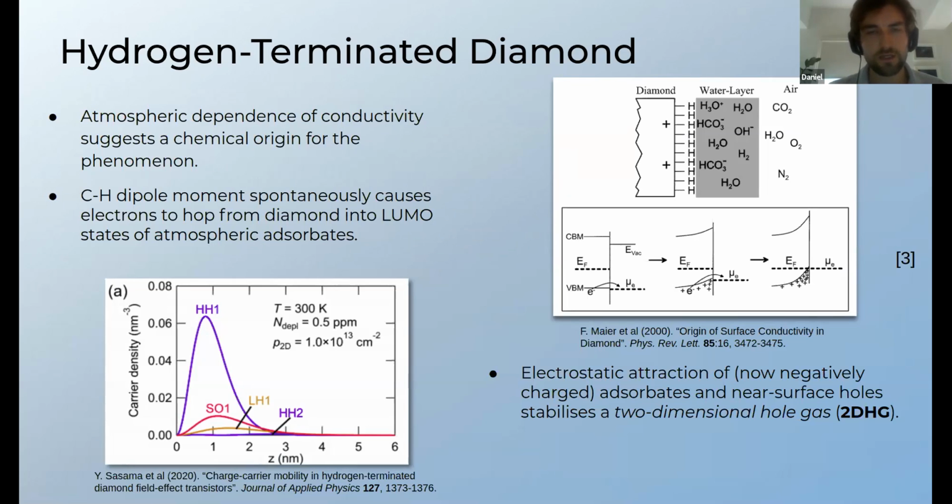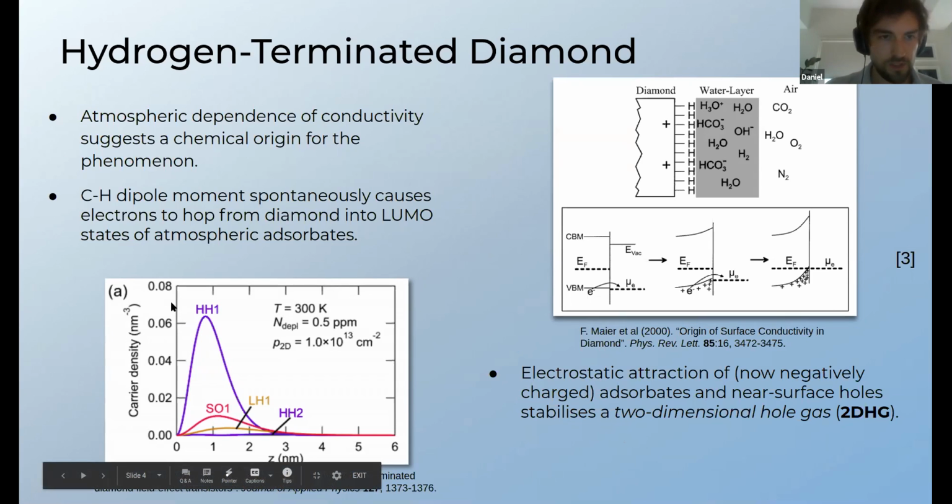And so what that does is it creates almost this nano parallel plate capacitor where you've got negative charges from the atmosphere building up on the diamond surface, but you've got corresponding holes underneath the diamond surface, and they're squeezed together very tightly. And so that electrostatic interaction stabilizes what we call a two-dimensional hole gas. And so on the bottom, you can see some graphs of the wave functions associated with that hole gas.